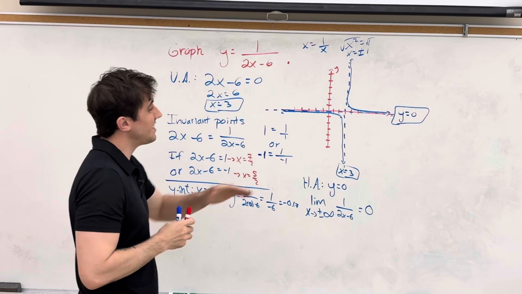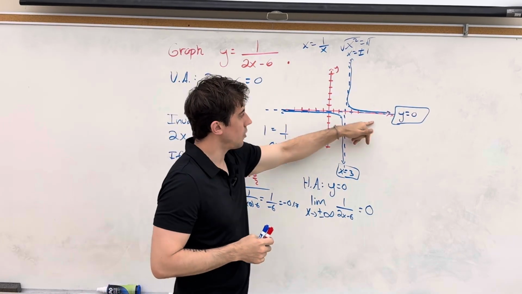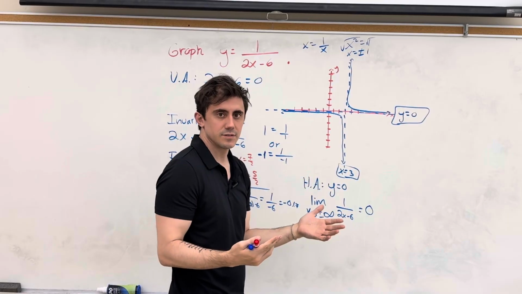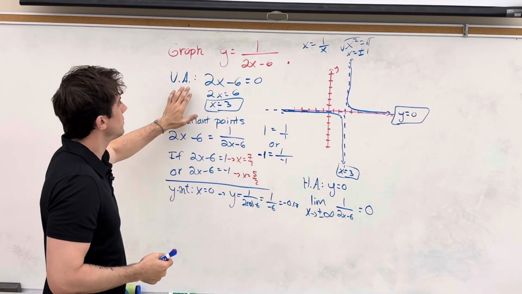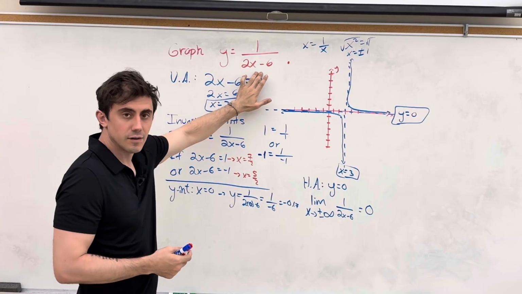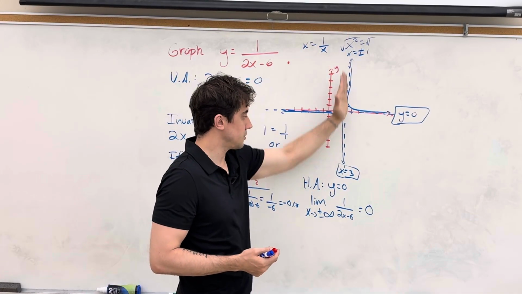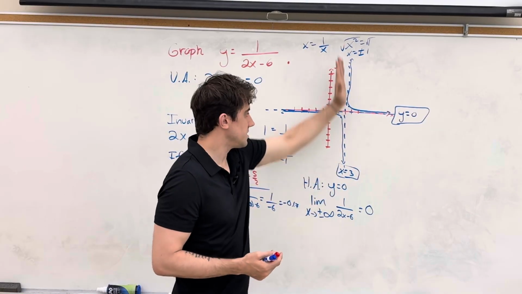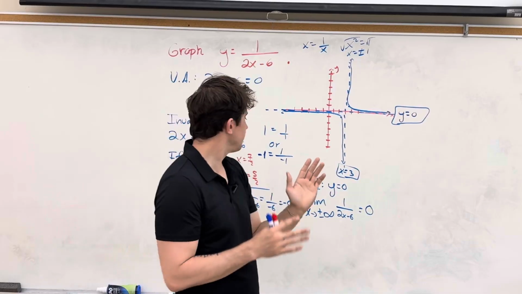Okay, we don't have any x-intercepts because we have a horizontal asymptote along the x-axis. We have a vertical asymptote at x equals 3. Again, vertical asymptotes stem from our denominator being 0. That would make our function undefined. That's precisely what a vertical asymptote is. It's a vertical line where the function is undefined.